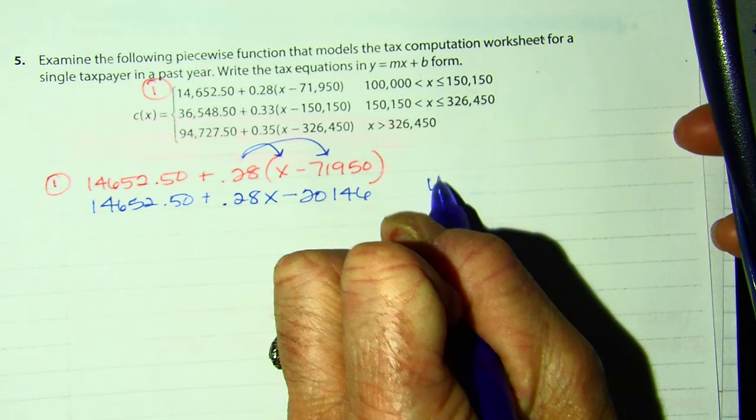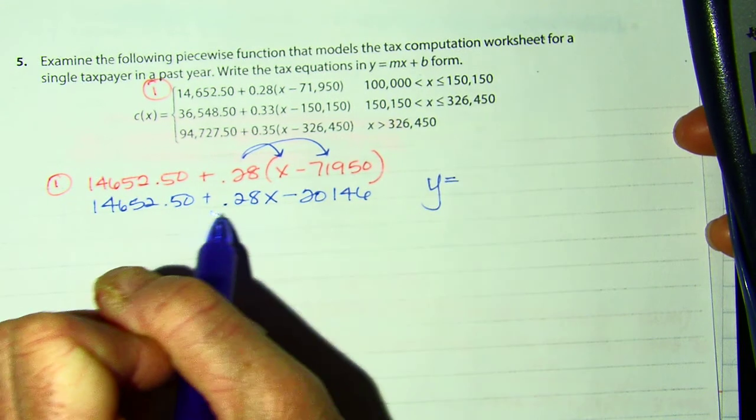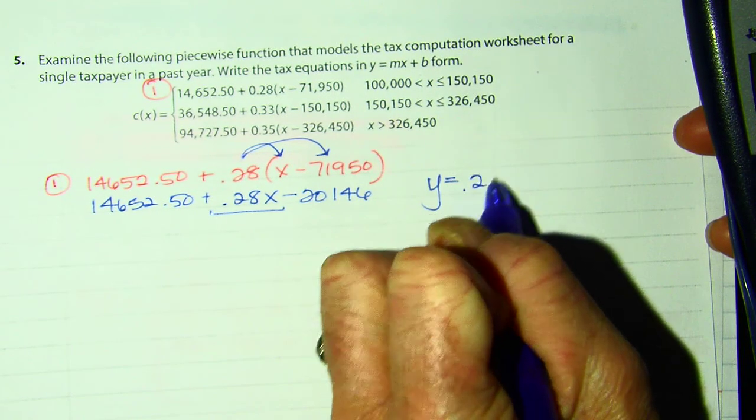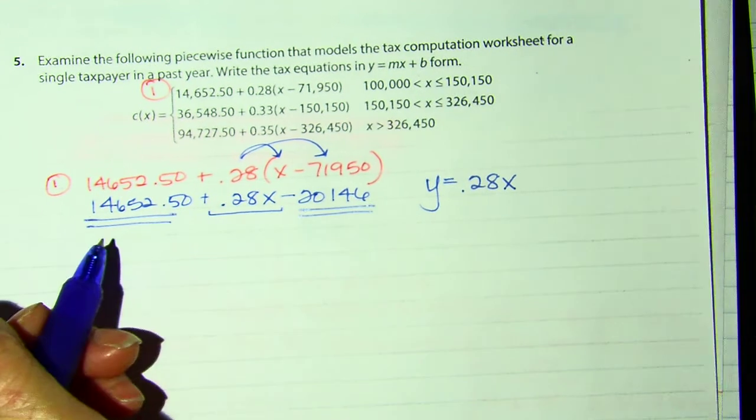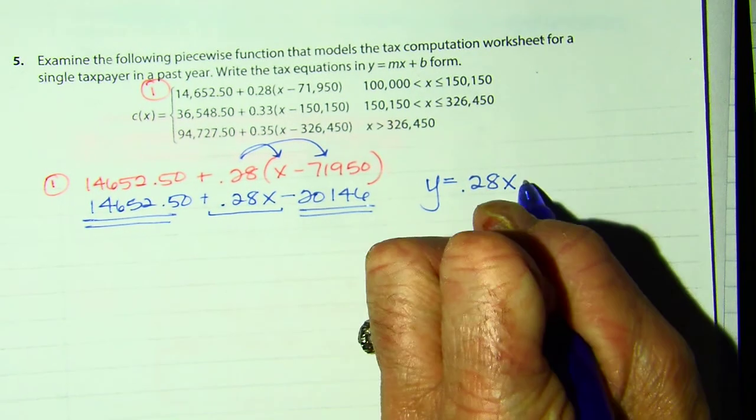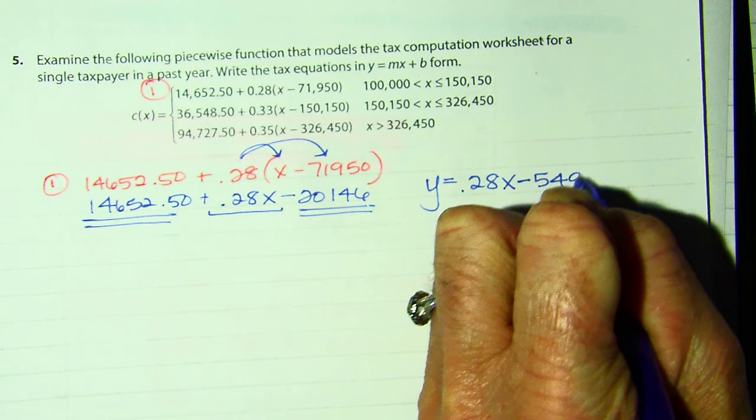So in slope-intercept form, there's no other x's, so 0.28x. But I am going to combine these. So 14,000 minus the 20,000, I got negative 5,493.5.